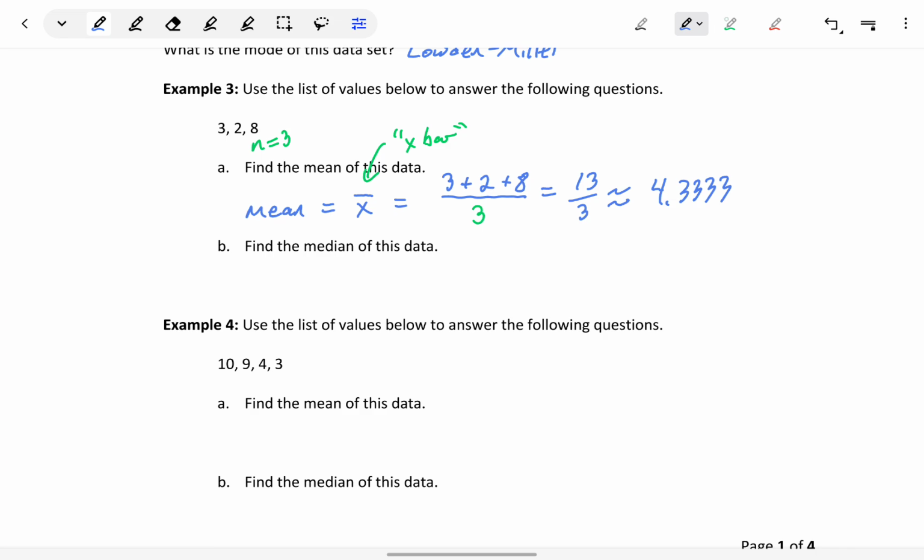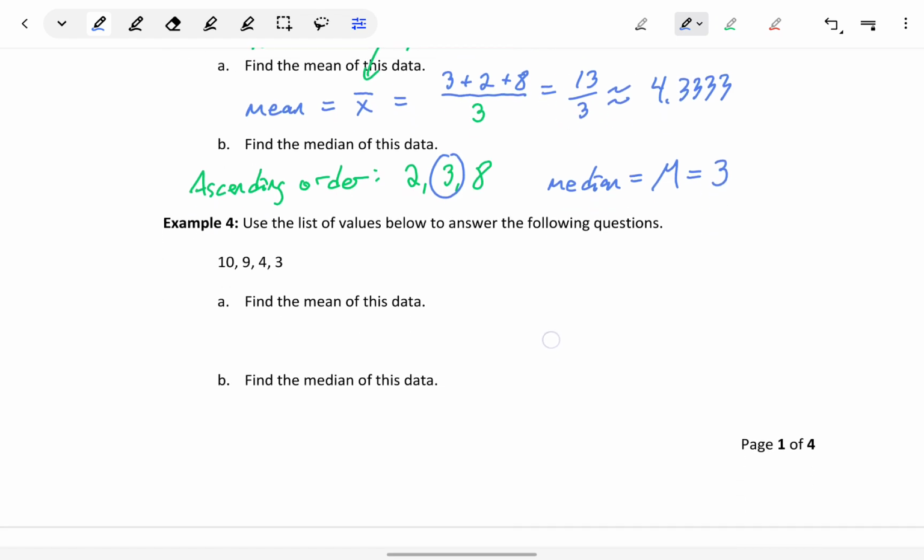To find the median of our data, we first need to arrange the data in ascending order, meaning we need to list the data values from smallest to largest. In this case, that would be 2, 3, and then 8. And our median is the number that occurs in the middle of that data set. So in this case, no formula is required. The median, which we represent with a capital M, is going to be equal to 3.